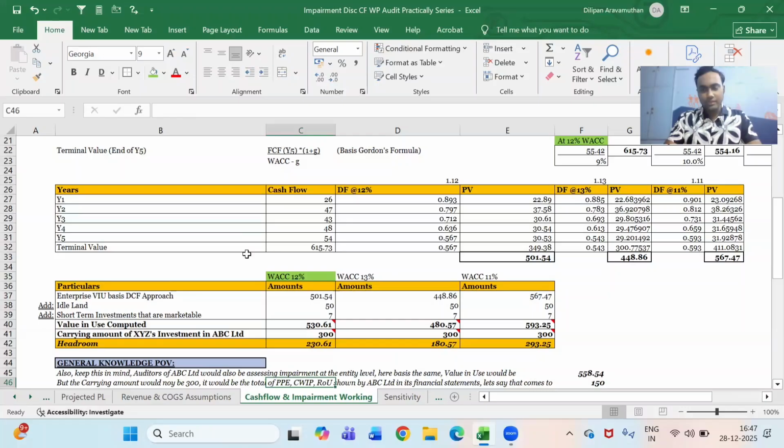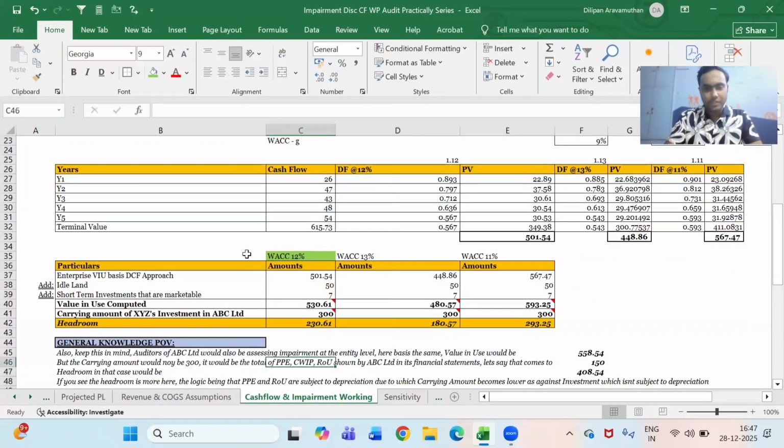Let us say PwC assesses and understands that the company as a whole is a single CGU. They don't have separate CGUs. So let's say they find the value in use is 558.54, because in the standalone financial statements, when PwC is doing the computation for ABC as a whole, they won't do 0.95, right? Because it is for the entity as a whole.